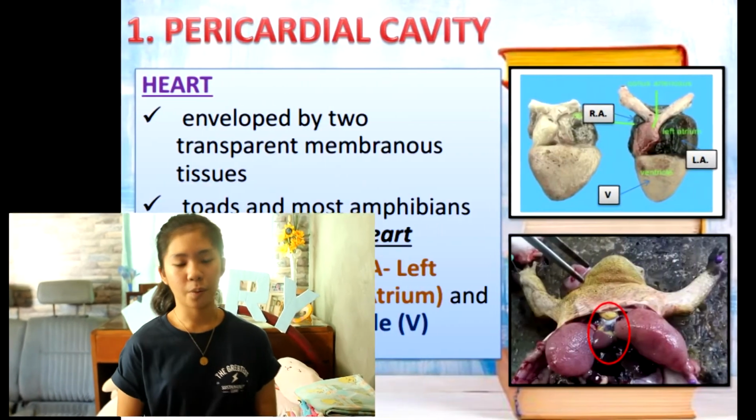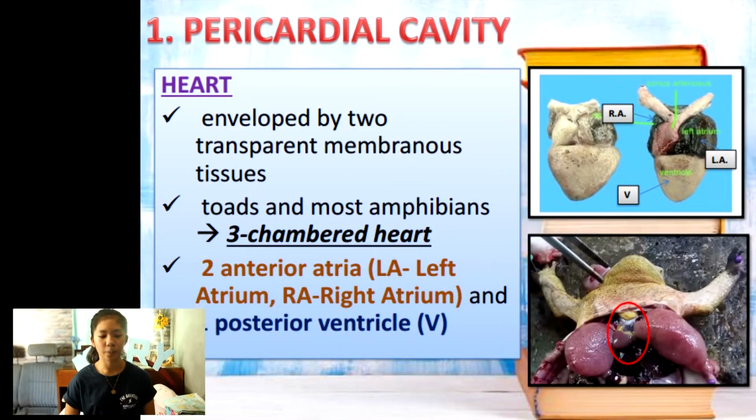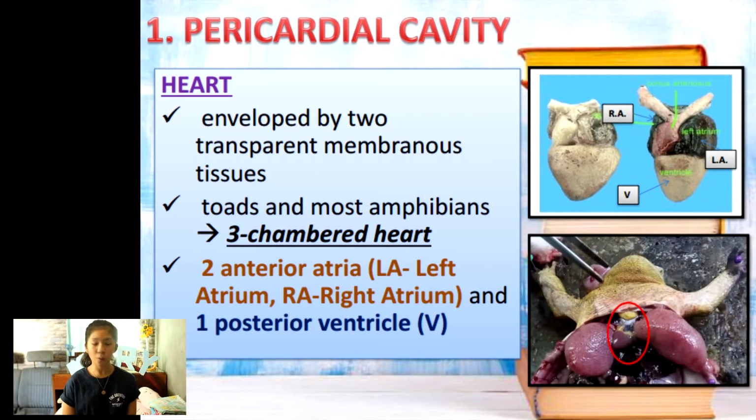Frogs have three divisions in the heart. For us, we have left atrium, right atrium, left ventricle, right ventricle. Theirs only has three: the left atrium, the right atrium, and the ventricle. So the pericardial cavity holds the heart and is enveloped by two transparent membranous tissues, and as I said earlier, there are only three chambers.